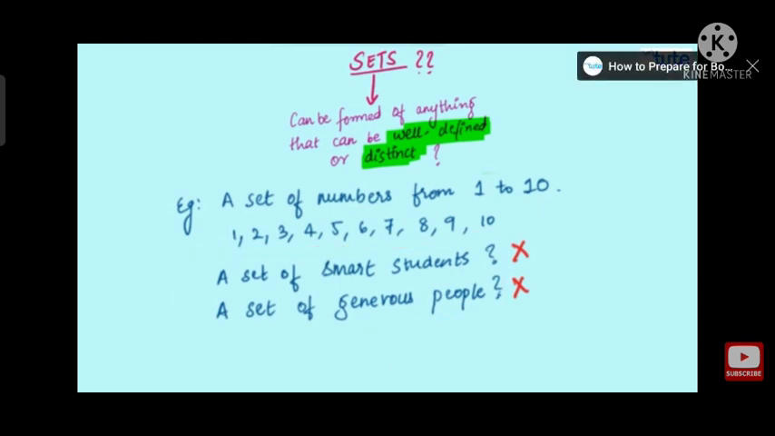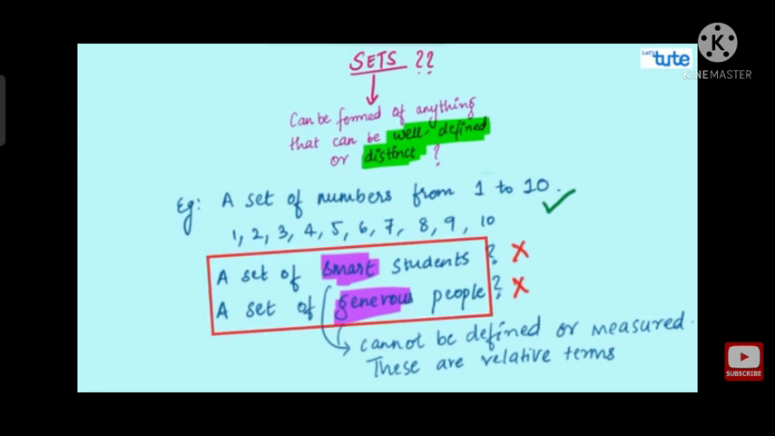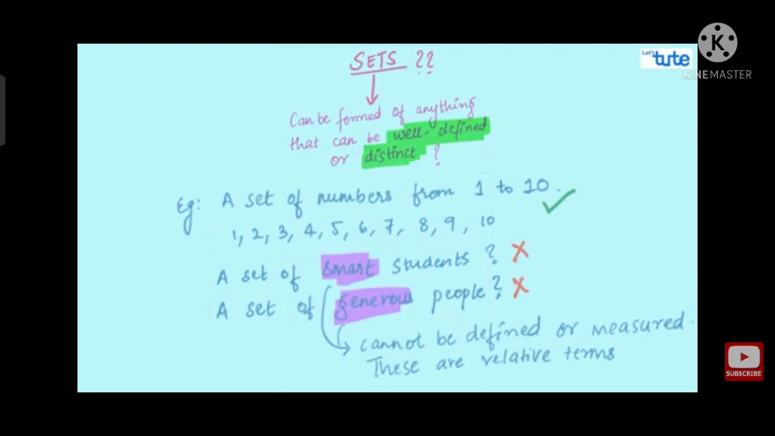Because here, smart or generous cannot be defined or measured, or we can say that these are relative terms, because the meaning of these words will change from individual to individual. Hence, we cannot make a set of these situations. Let's take a simpler example.